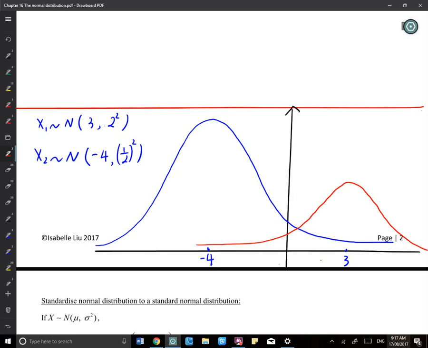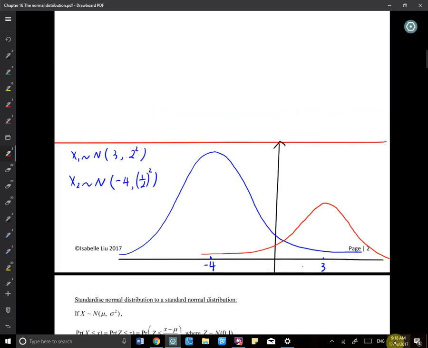You will not be asked to sketch it accurately. You'll be asked to sketch normally, or given two graphs, discuss the relationship between the mean and the standard deviation. So talk about that. If you are given a graph like that, you say the blue graph has a smaller mean, but it has a higher standard deviation compared to the red one.